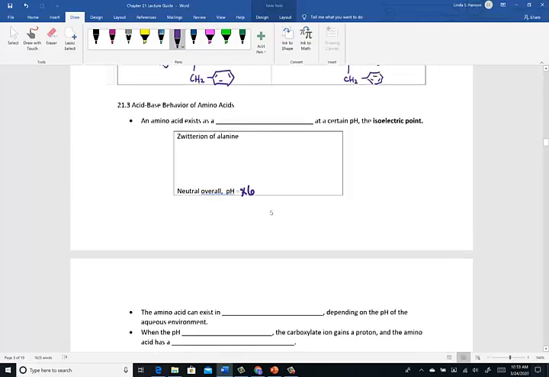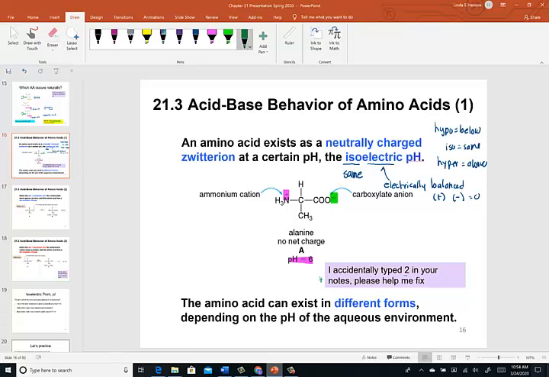The zwitterion of alanine overall is neutral at its isoelectric point. But that isoelectric point is at a neutral range of pH, about 6. Now, this amino acid can exist in different forms, just depending upon the pH of the environment it's in. So around a pH of neutral, we know 7 is neutral. 6 is in a range of being close to neutral, as is just slightly above 7 as well. We have a zwitterion that's electrically neutral.